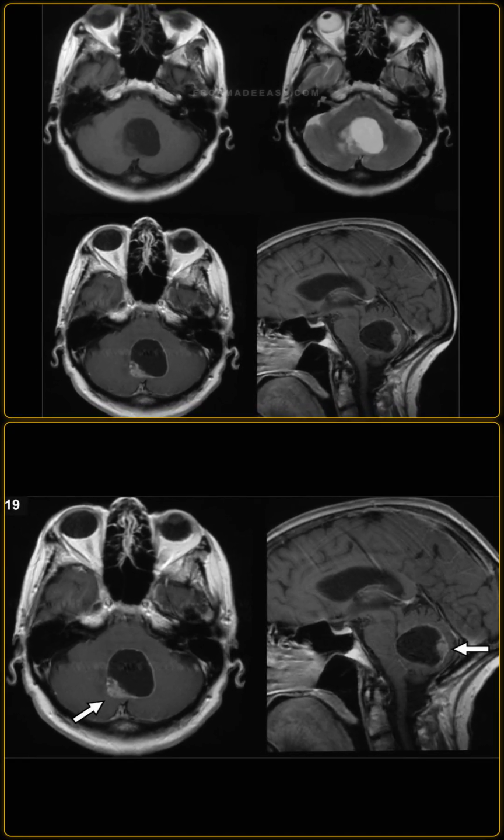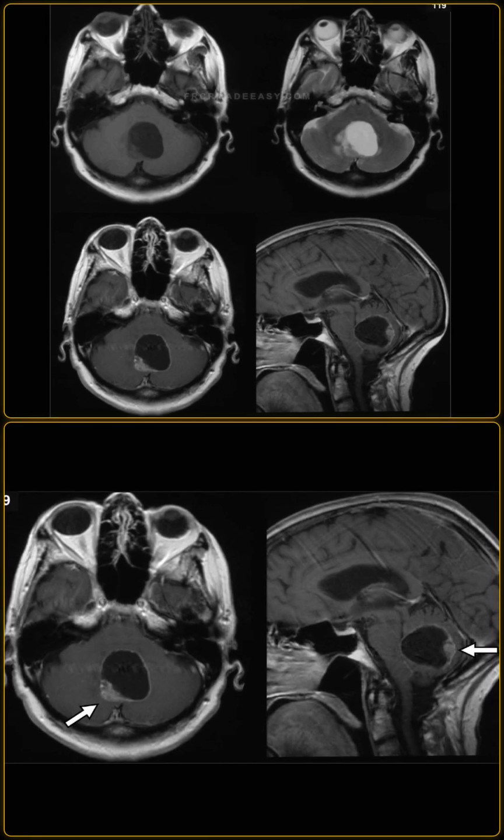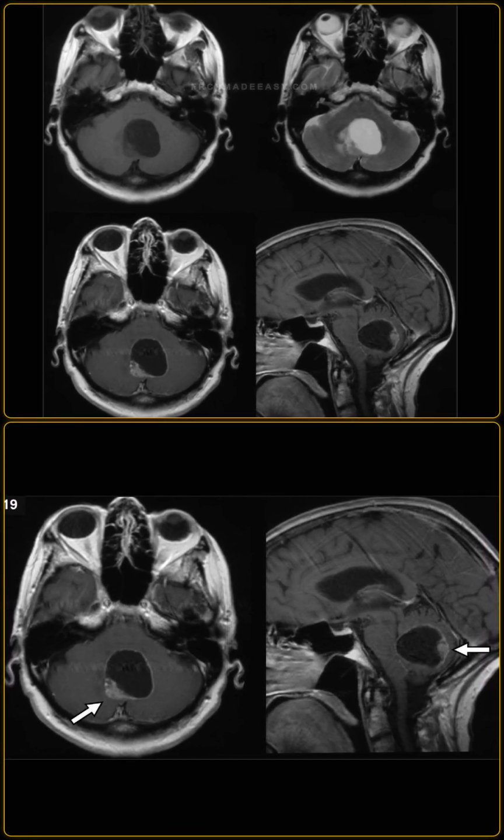What is the pathology of hemangioblastomas? Explain their typical demographics and association with systemic syndromes.